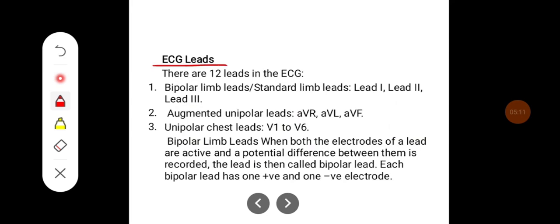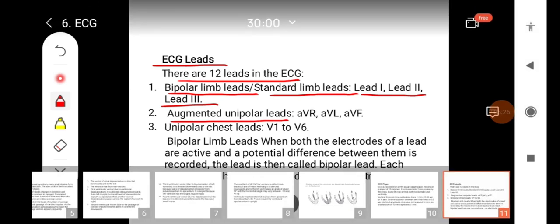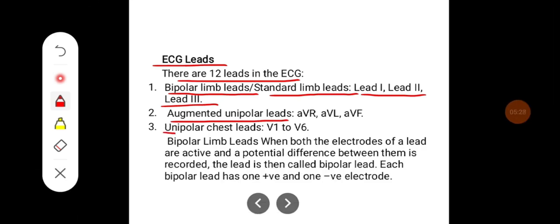ECG leads. There are 12 leads in ECG. We have bipolar limb leads, which are also called standard limb leads, that is lead 1, lead 2, and lead 3. Then we have augmented unipolar limb leads, which are denoted as aVR, aVL, and aVF. And we have unipolar chest leads V1 to V6.